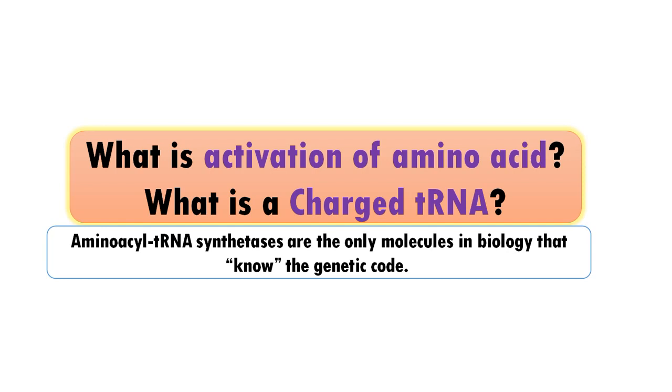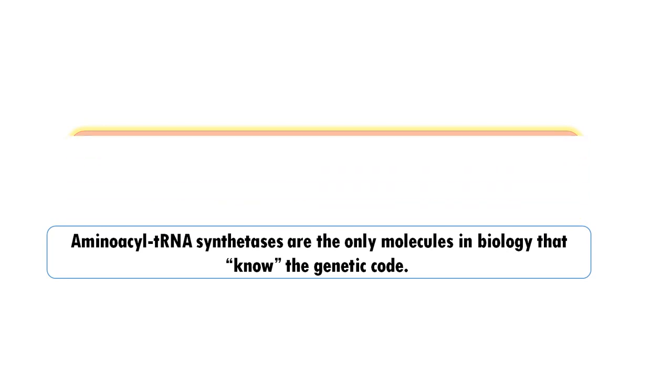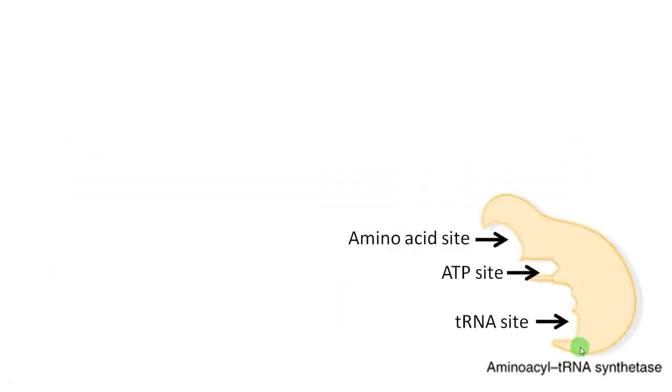This enzyme can literally read the genetic code and can join tRNA with its specific amino acid. Let's move into the detail of this enzyme. This enzyme has a three-part active site: an amino acid binding site, an ATP binding site, and a tRNA binding site. Recent reports suggest that there are at least 23 different aminoacyl tRNA synthetases, each one specific for an amino acid.